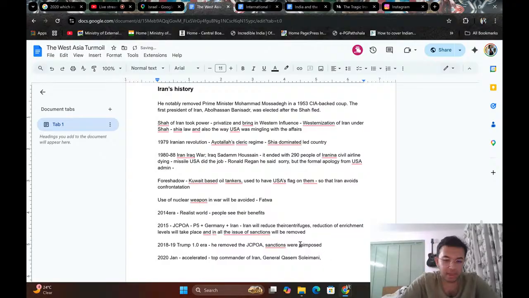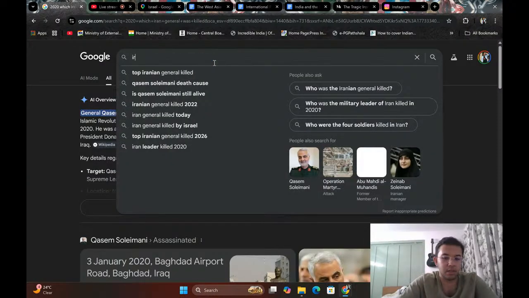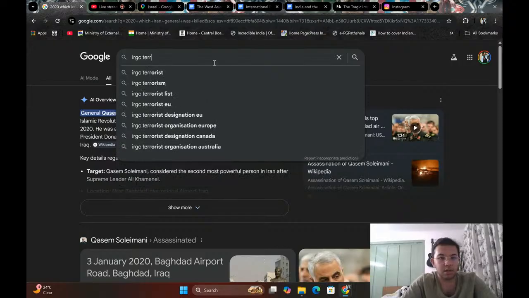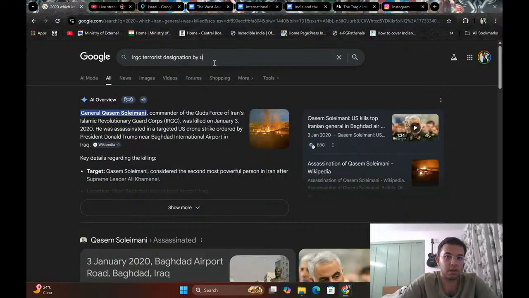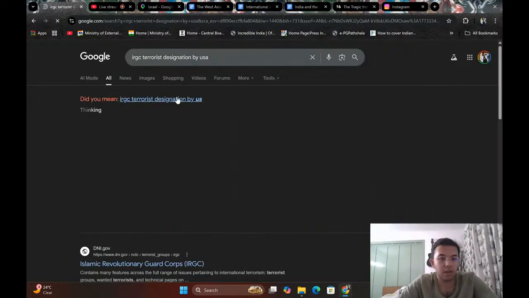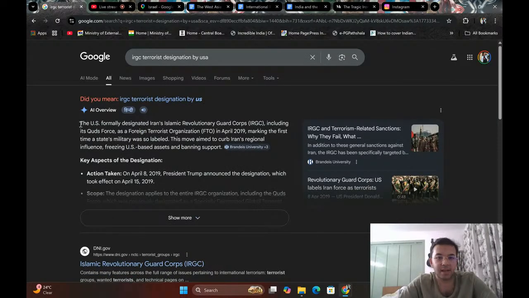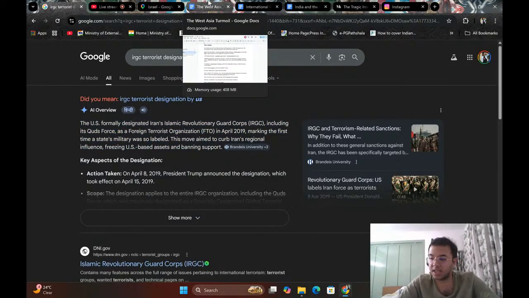I just forgot one thing to mention here. It was the IRGC, the Iranian Revolutionary Guard Corps. This is a US designated terrorist organization. It's still designated by the USA as a terrorist organization. Yeah, the US formally designated Iran's Revolutionary Guard Corps, including its Quds forces, as a foreign terrorist organization at that time. So that's the case for the IRGC.